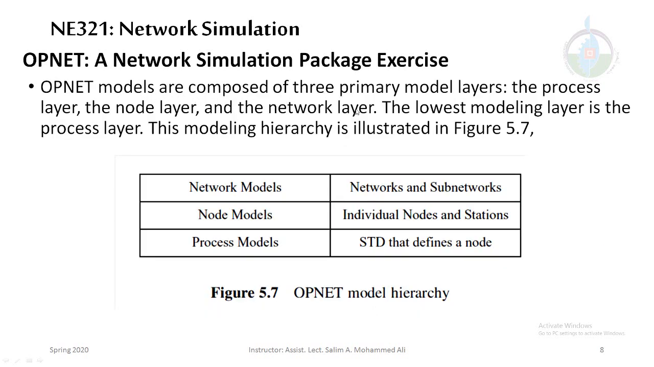OpNet models are composed of 3 primary model layers: the process layer, the node layer, and the network layer. The lowest modeling layer is the process layer. Process layer, STD, that defines a node. Node models, individual nodes or stations. Network models, networks or subnets. These are the main 3 layers of OpNet.